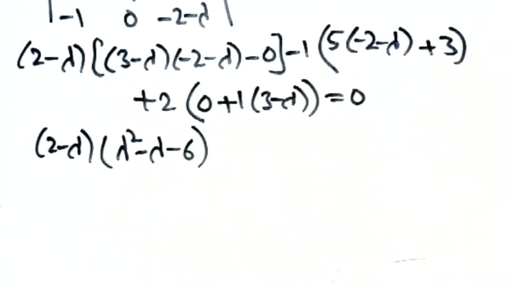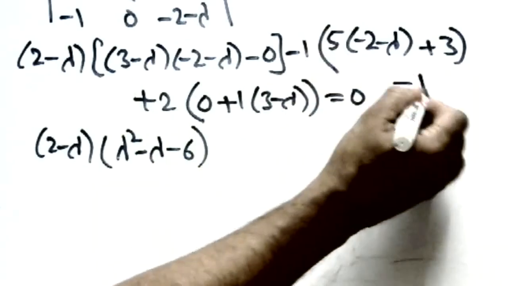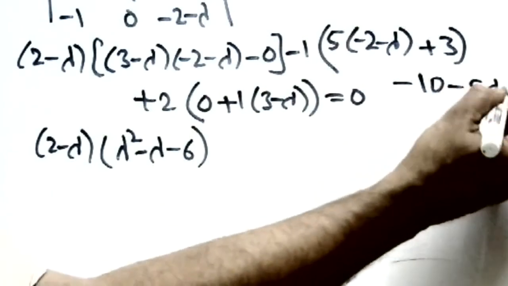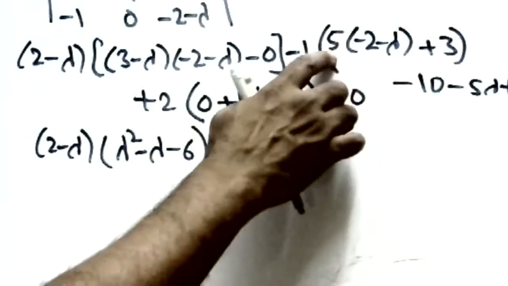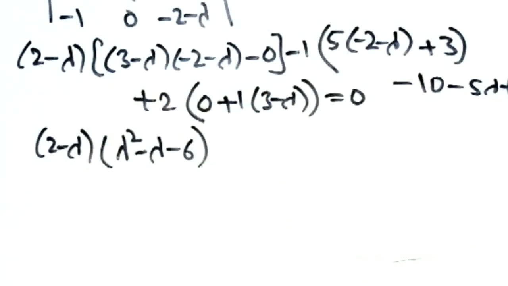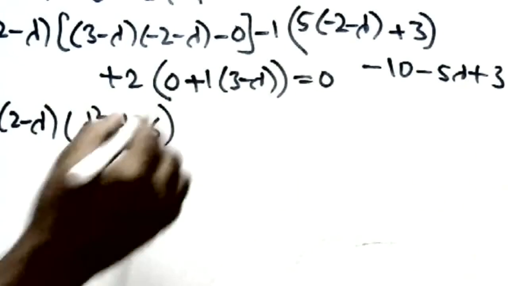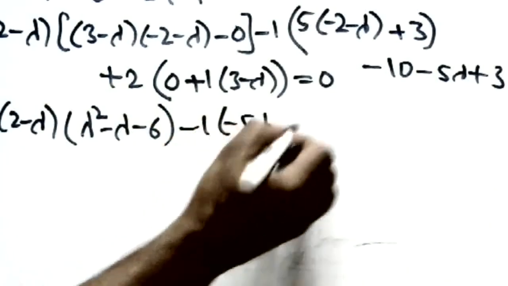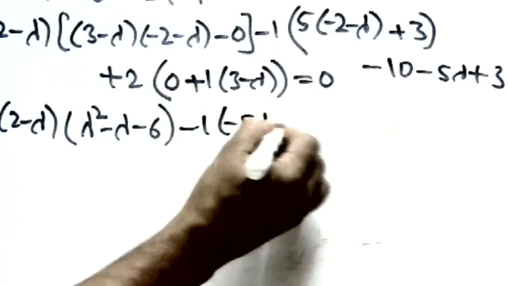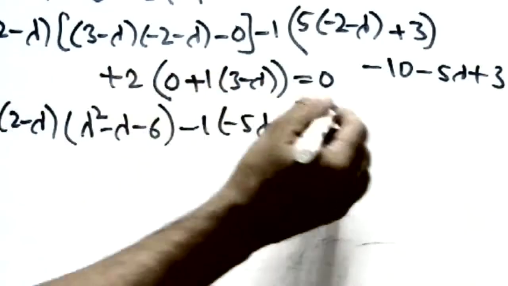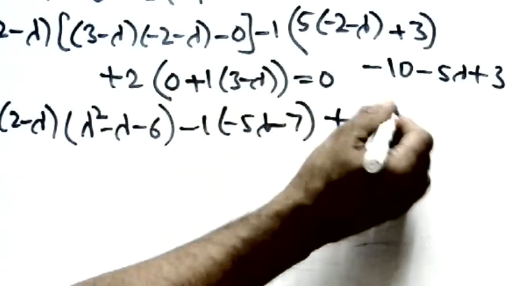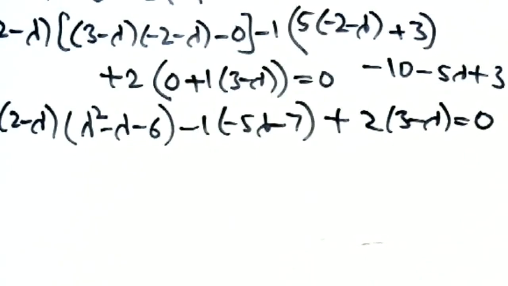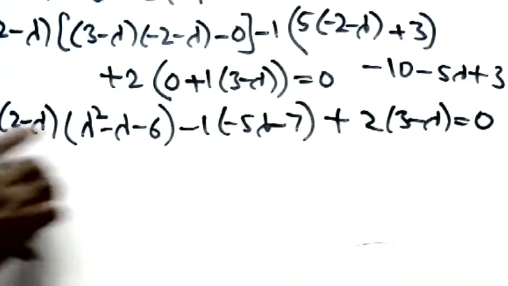Now the next one, we have to multiply this one. Plus into minus, minus; 5 2s are 10, minus 5 lambda plus 3. Plus into minus, minus; 5 2s are 10, plus into minus, minus 5 lambda plus 3. So if I write first, lambda, minus 5 lambda. Now minus 10 plus 3 will be minus 7. Now last, you leave this 0, 2 into 1 will be 2, 2 into 3, minus lambda equals to 0.